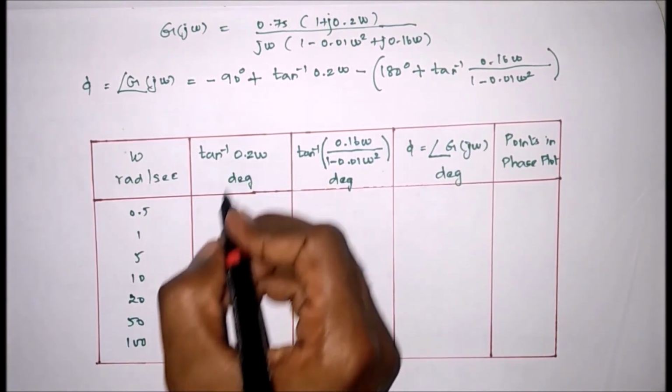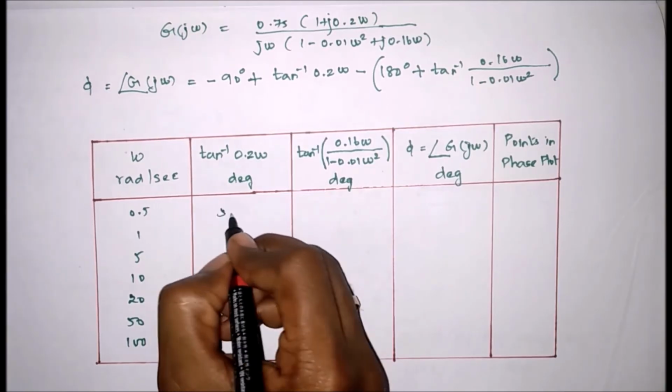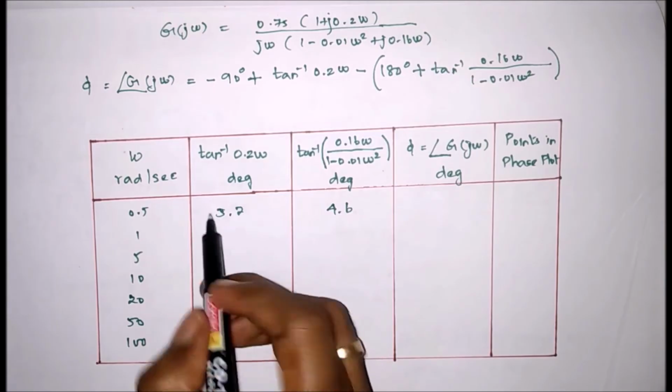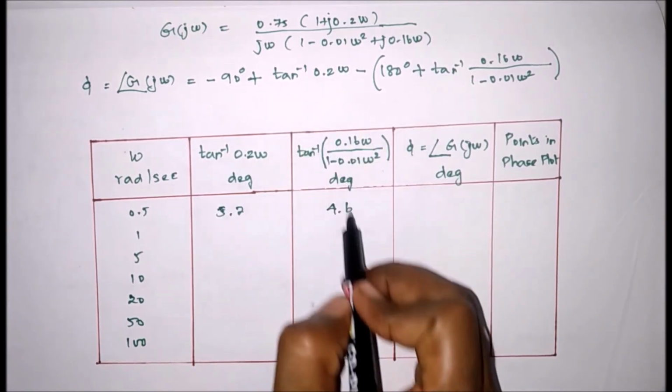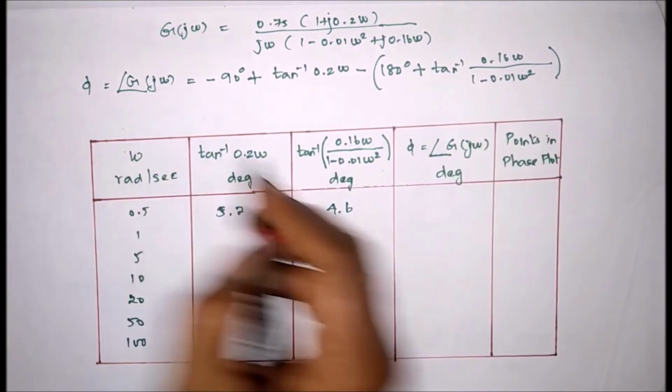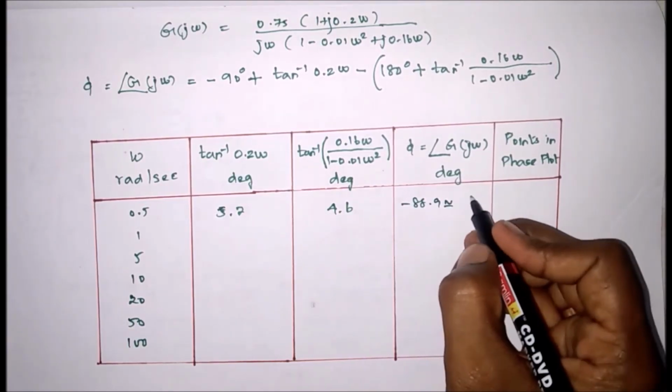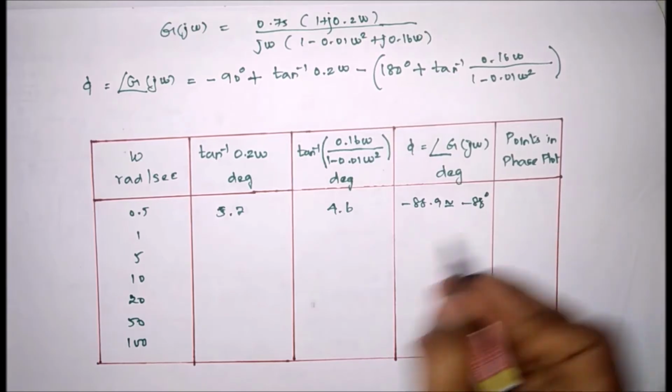So for 0.5, the first term is 5.7. The second term is 4.6. We have to substitute this 5.7 here, 4.6 here. We will get phi. That value is minus 88.9, approximately equal to minus 88 degree.